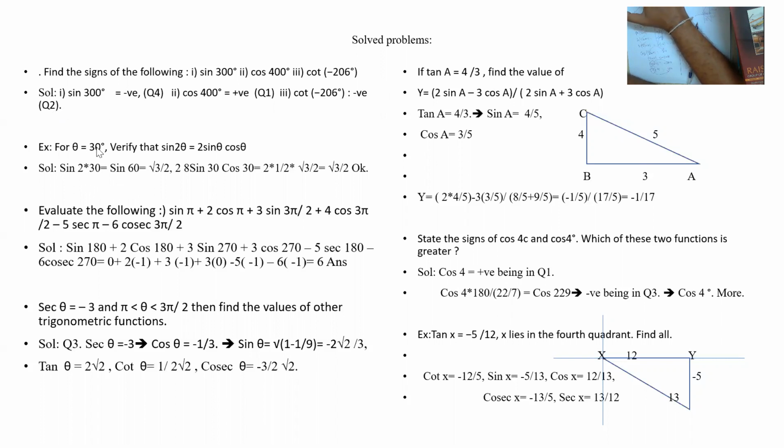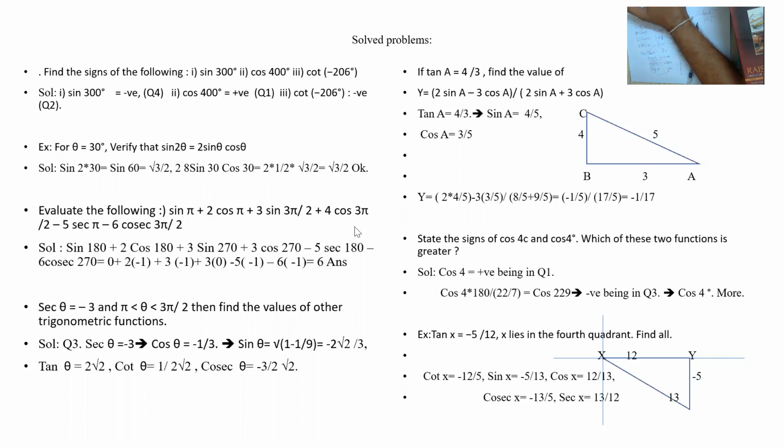Similarly, for theta equal to 30, verify sin 2 theta is 2 sin theta cos theta. So we know sin 60 is root 3 by 2. 2 into sin 30, which is half, and cos 30 is root 3 by 2. The 2s get cancelled, root 3 by 2. So sin 2 theta is equal to 2 sin theta cos theta, proven.